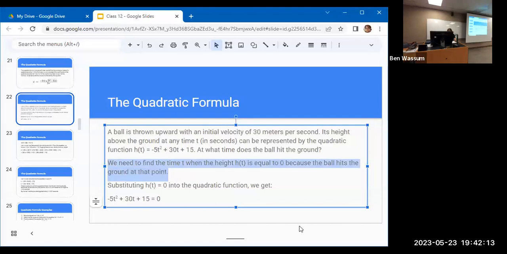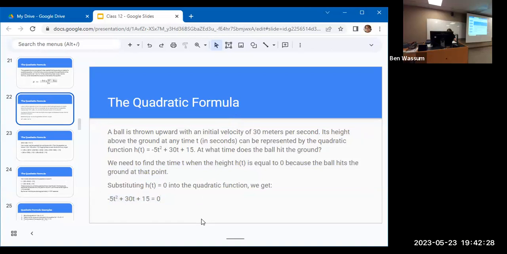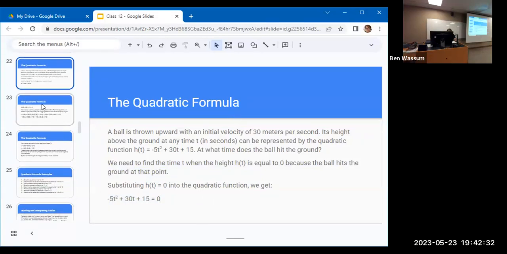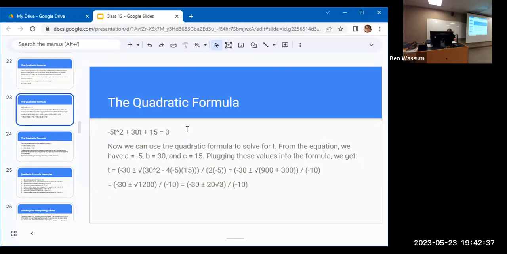So it says we need to find the time t when the height is equal to 0 because the ball hits the ground at that point. So you substitute h of t is 0. Not bad. Basically just take the whole thing and say equals 0. Bear with the next slide. They're hideous. It's all just little steps over and over and over again.